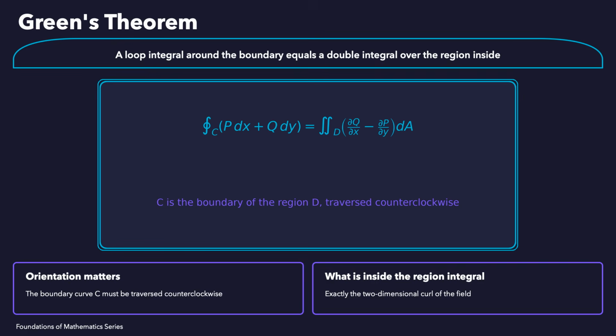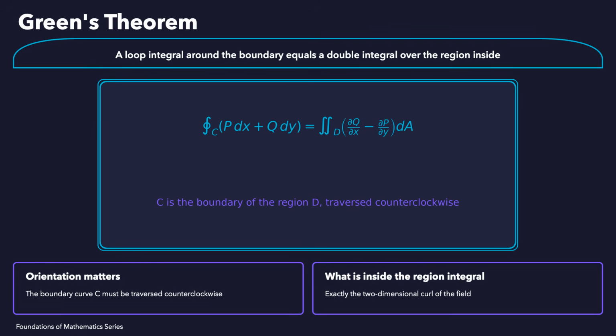Now the first of the three theorems. Green's theorem says that for a region D in the plane with boundary curve C, the loop integral around C of p dx plus q dy equals the double integral over D of the partial of q with respect to x, minus the partial of p with respect to y.